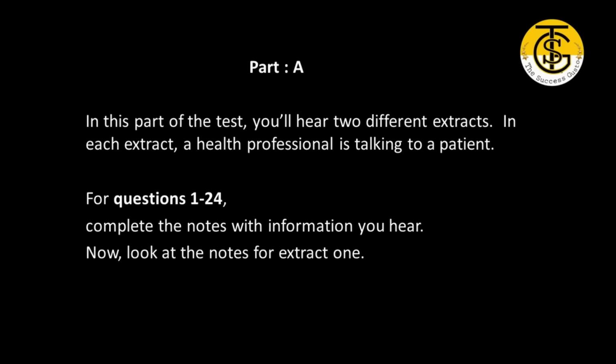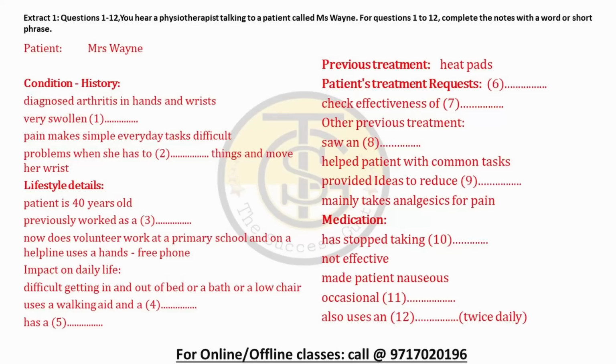Part A. In this part of the test, you'll hear 2 different extracts. In each extract, a health professional is talking to a patient. For questions 1 to 24, complete the notes with information you hear. Now look at the notes for extract 1. You hear a physiotherapist talking to a patient called Miss Wayne. For questions 1 to 12, complete the notes with a word or short phrase. You now have 30 seconds to look at the notes.